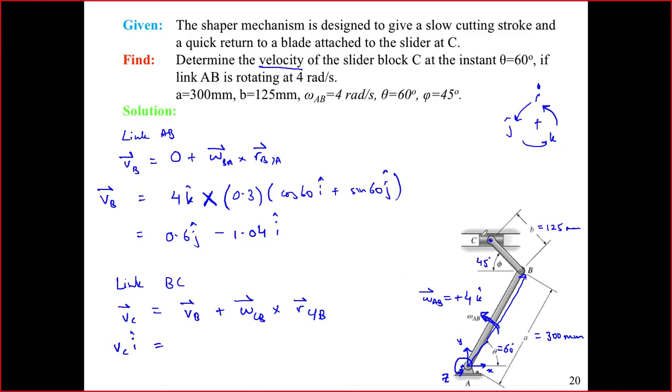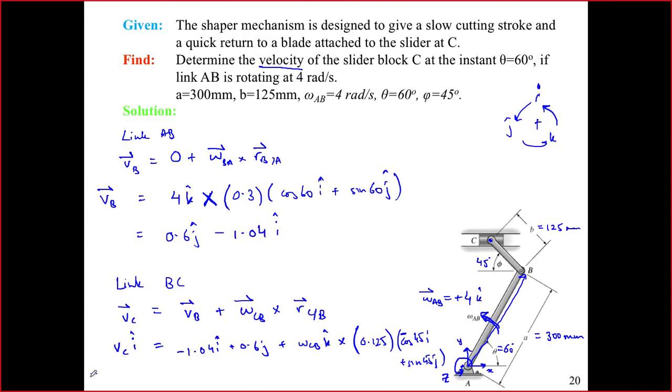Because it is only reciprocating, translate kar raha hai, right, to the right and left, that's it. So VB we have minus 1.04 I plus 0.6 J plus omega CB K crossed with R CB, which is 0.125 ka cos 45 in the minus I direction, minus, and then plus sine 45 in the J direction. So if I write down the two equations, let me try to write them down.